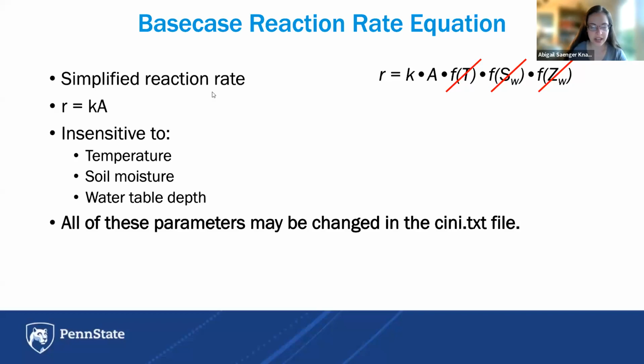If we review our base case reaction rate equation, we can remember that we are starting with the simplified rate law, R equals K times A. We will begin with our base case, in which the reaction rate will not change as a function of temperature, soil moisture, or water table depth, but is equal to just the reaction rate constant times the surface area. You can change any of the parameters that we talk about in this video by going to the cine.txt file and changing the parameter values and just saving the file.